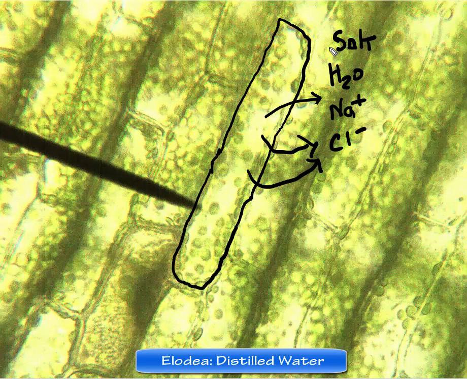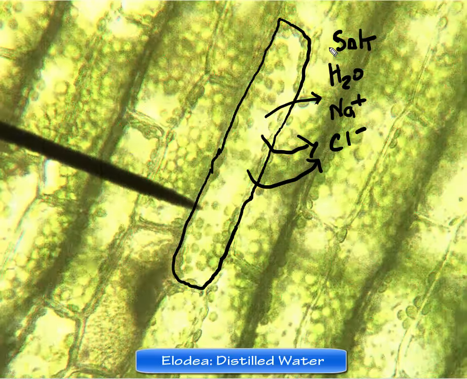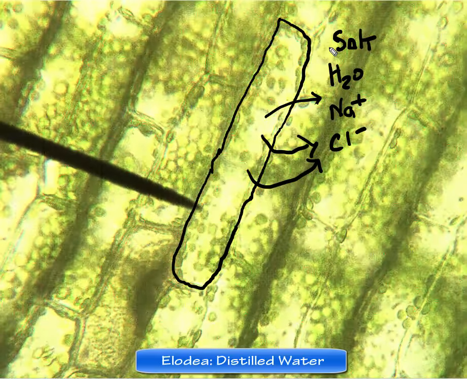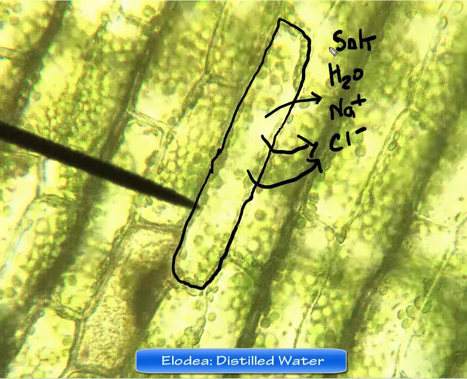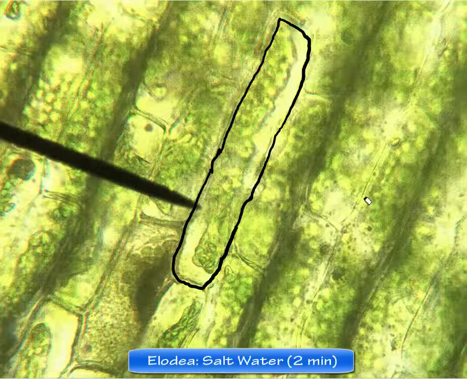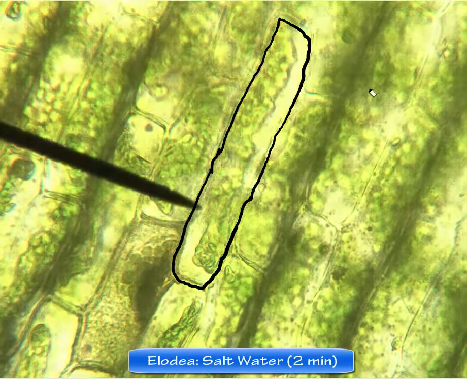And what should happen is the cell membrane and the cell should shrink, but this cell wall should remain the same. So we will actually see a shrinking where all of these chloroplasts will become tightly packed together. And so here we have our salt water that's been added, and these particles have moved across.